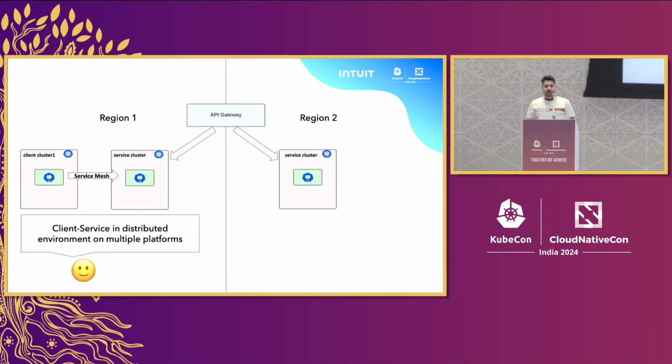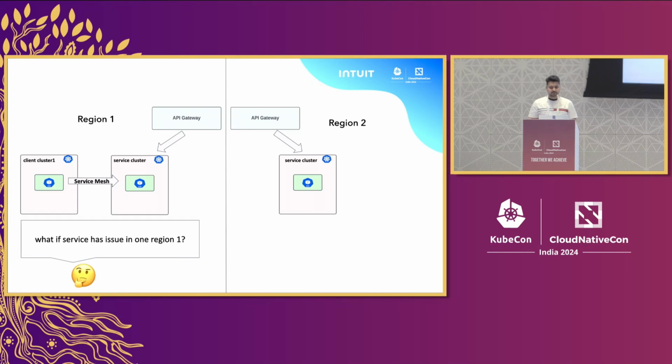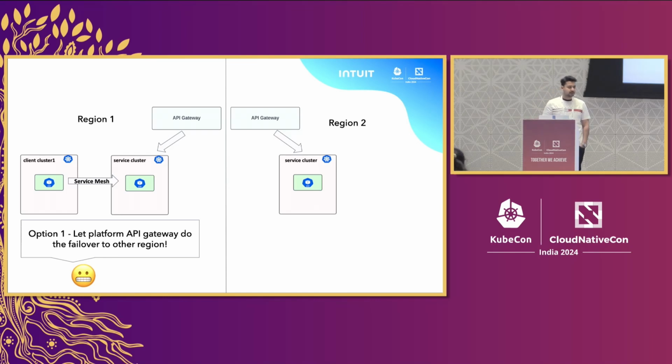Now, what happens on a fine day? You have an issue in that one region. Now what to do? As a developer, what is your first reaction? Option one is to let the platform team, the API gateway, do the failover. Why do I need to think about it, right? So if the API gateway team takes that decision and does the failover, what will happen? Think about it.